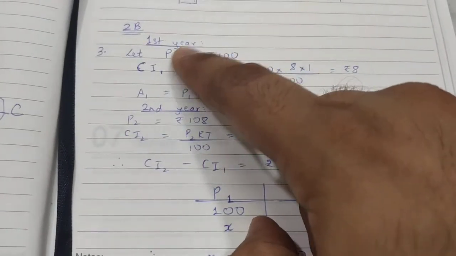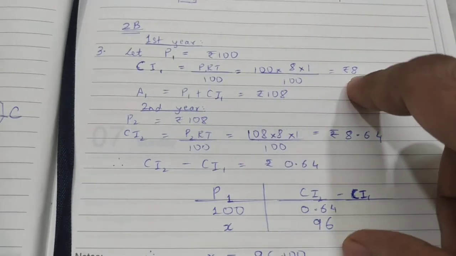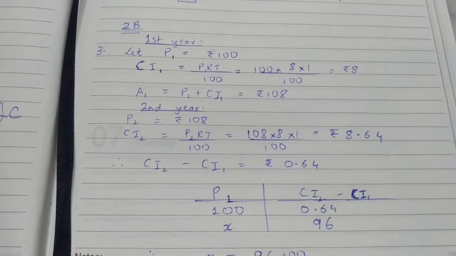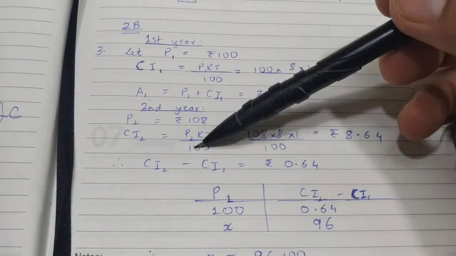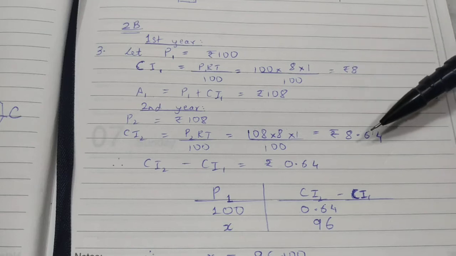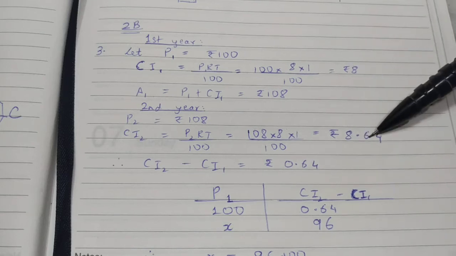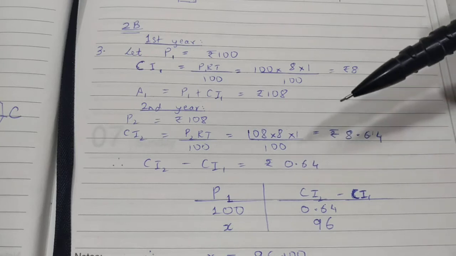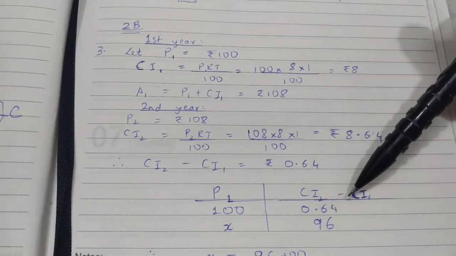Get for the first year, get the compound interest 8. Find the amount because that will be the principal for the second year. Find the compound interest for the second year. Now find the difference between the compound interest of second year and the compound interest for first year, which is 0.64. And then use unitary method.